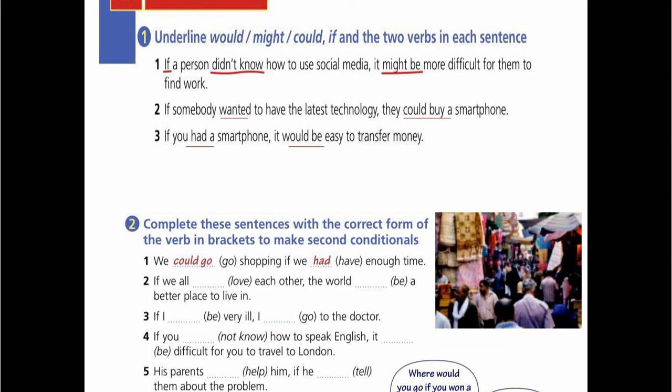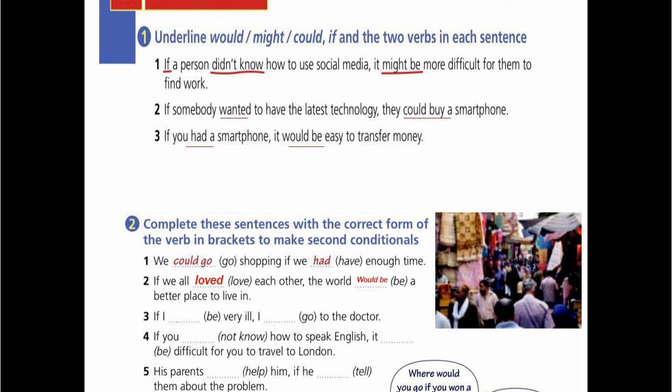In exercise 2, complete these sentences with the correct form of the verb in brackets to make second conditionals. In number 1, we could go shopping if we had enough time. In number 2, if we all blank each other, the world blank a better place to live in. The answer is if we all loved, which is the past simple verb love, the world would be a better place to live in.